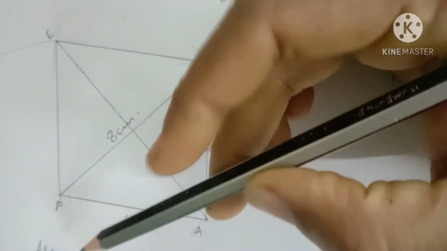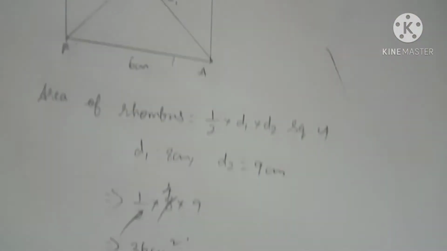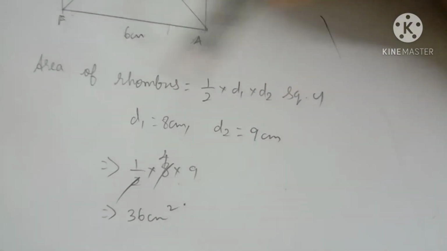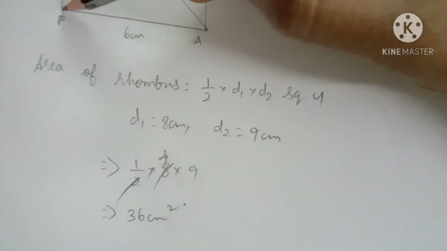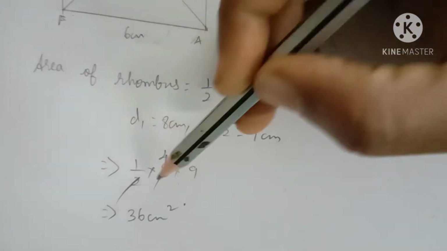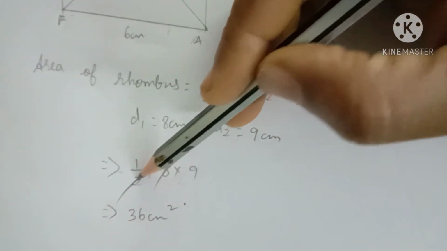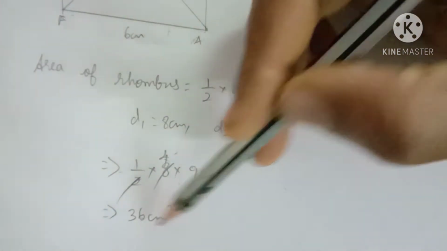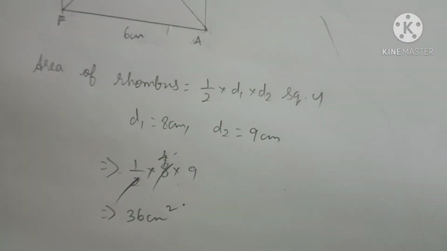Then you know very well area of rhombus is equal to half into D1 into D2. D1 value is given as 8 centimeter, and D2 we need to measure. If we measure the D2 value, that is the diagonal value, it is 9 centimeter. Therefore half into 8 into 9, 4 nines are 36 centimeter square.